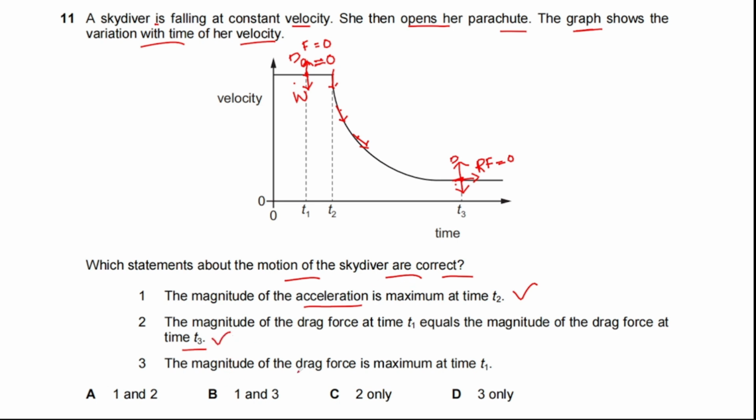Then option 3, the magnitude of the drag force is maximum at time t1. It is not the maximum. It has the value equal to the weight. So the third option is wrong. So only 1 and 2 are correct. So option A is the correct answer.